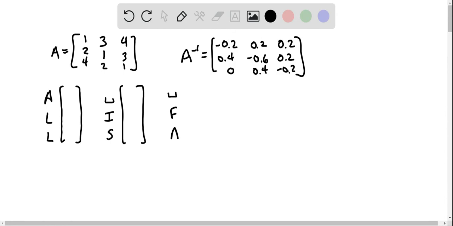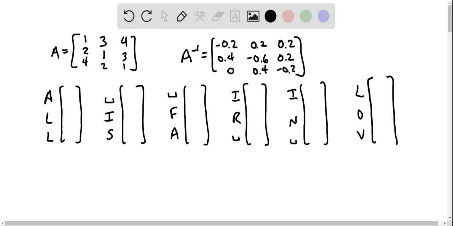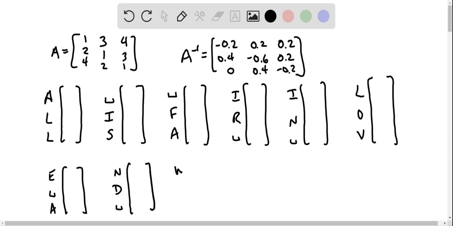Fair, so we have a space, F-A, I-R space, in, I-N space, love, L-O-V. We'll finish that up, come down to the next line, E space A, N D space, war, W-A-R.